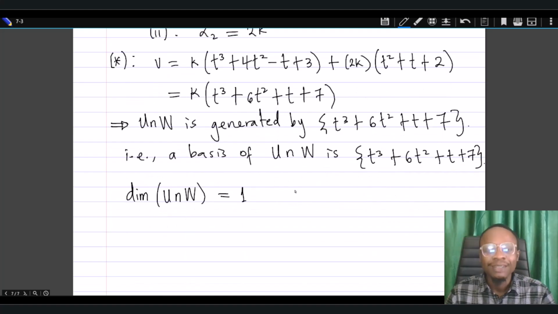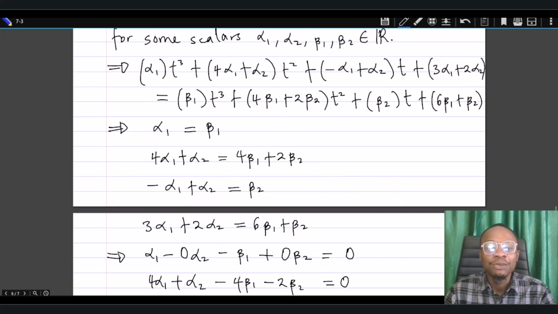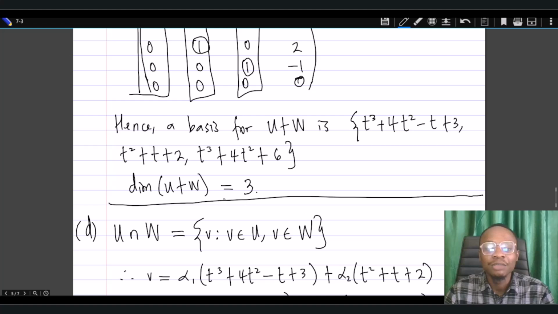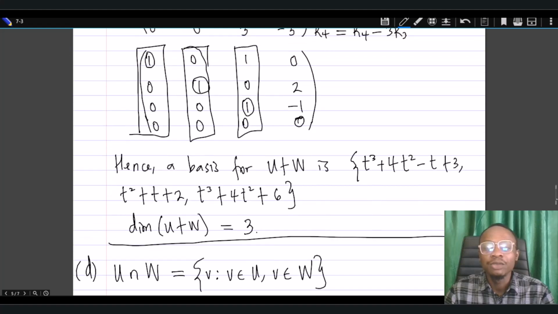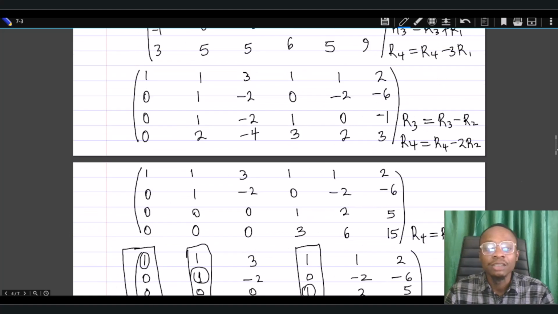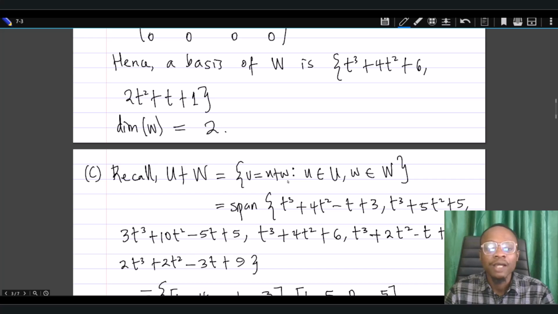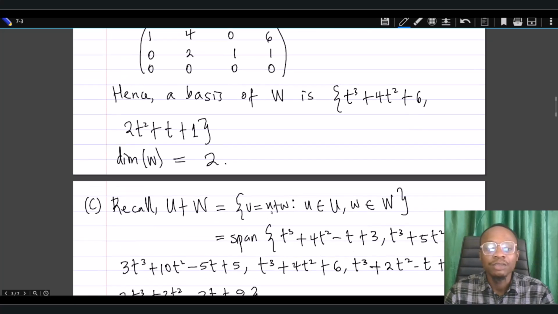Okay, so that is our result. That is all that is required of us in this problem. We now have a basis of U intersection W to be this. We have the dimension of U intersection W to be 1. We have the dimension of U plus W right here to be 3. We have a basis for it. We also used an alternative method where we just use the vectors that span the vector spaces U and W directly. Okay, that was what we used here. We saw that it will give us the same result.